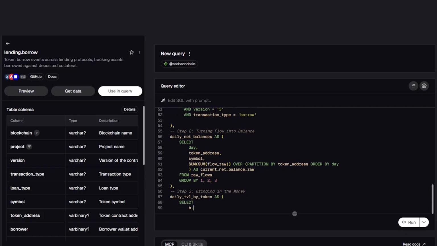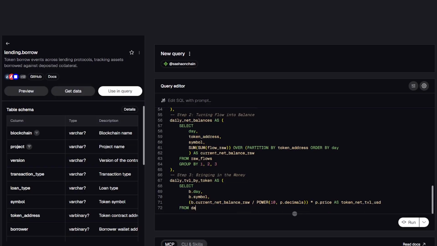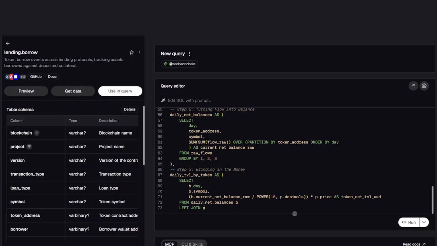Now that we hold the true token balances, we finally bring in our price oracle data from the prices USD table and join it. We divide the raw integer values by token decimals, because smart contracts don't use decimal points, and multiply them by the actual USD price for that exact day.